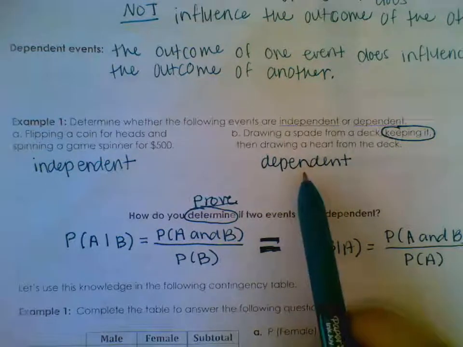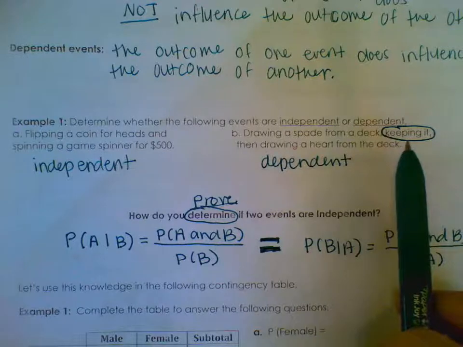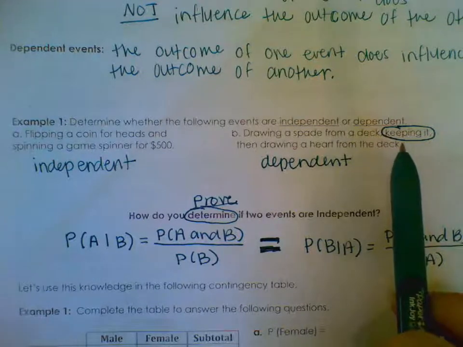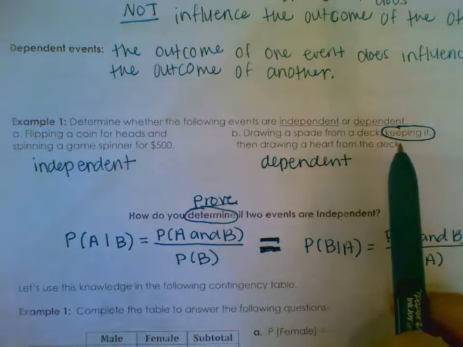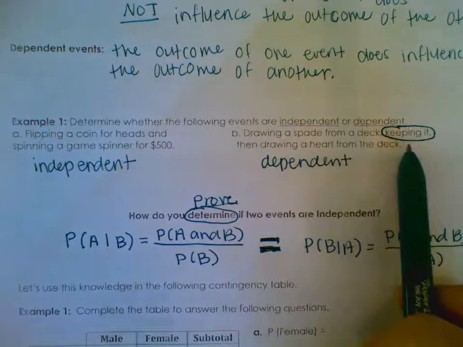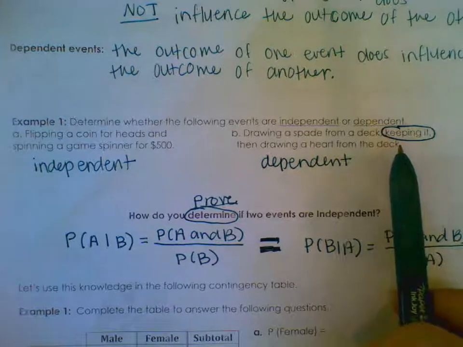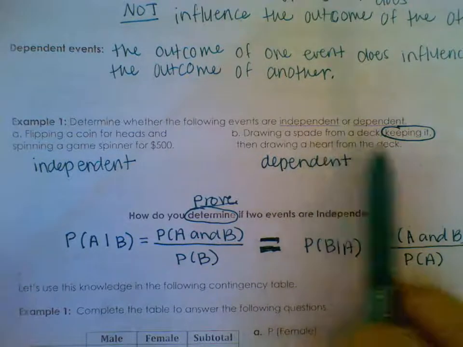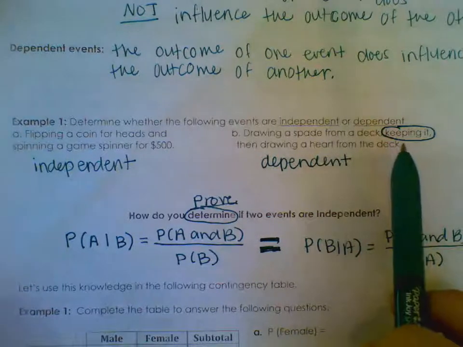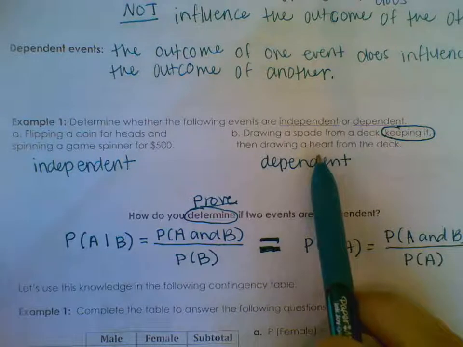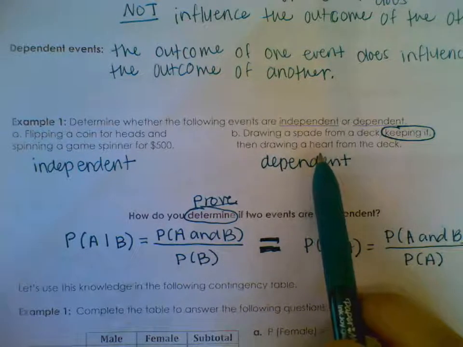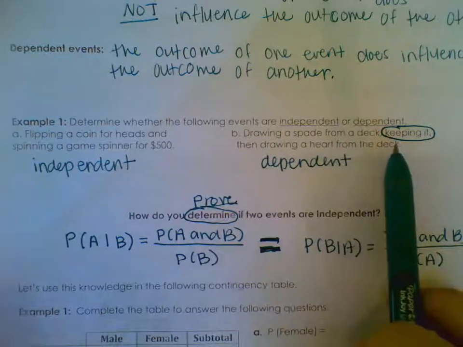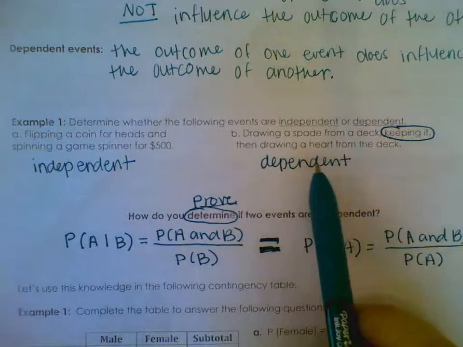So these two things are dependent. And the reason why is because of that phrase, keeping it. Because I decided to keep that first card, I have changed the total number of cards in that deck. If I had replaced the card, there were 52 to begin with, I pulled one out, but then I put it back, there would still be 52 cards in that deck when I go to pull the heart. In that case, it would be independent. But since I'm keeping that first one, it's changing it, they're dependent.